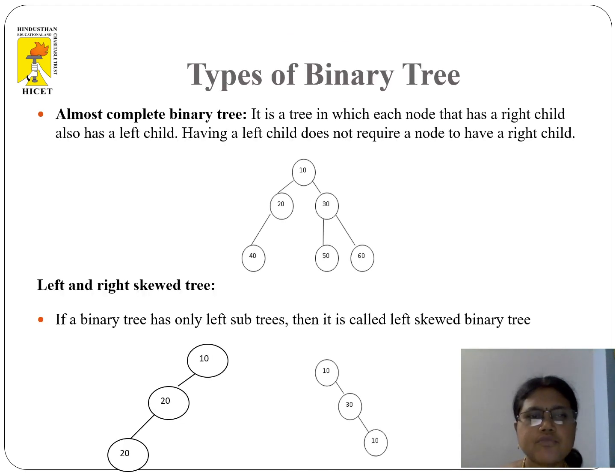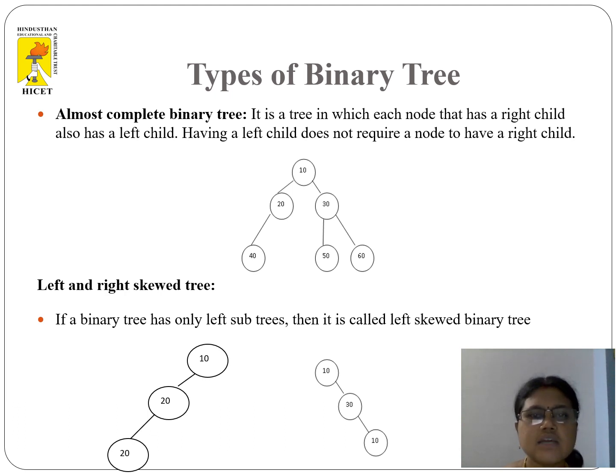The next type of binary tree is the almost complete binary tree. It is a tree in which each node that has a right child also has a left child. Having a left child does not require a node to have a right child, which means that we cannot have a node with just a right child, but we can have a node with the left child alone. That is what is termed an almost complete binary tree.